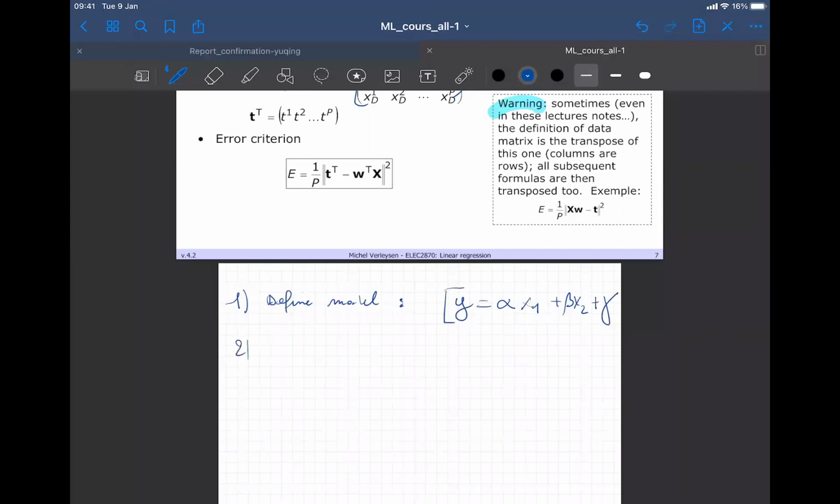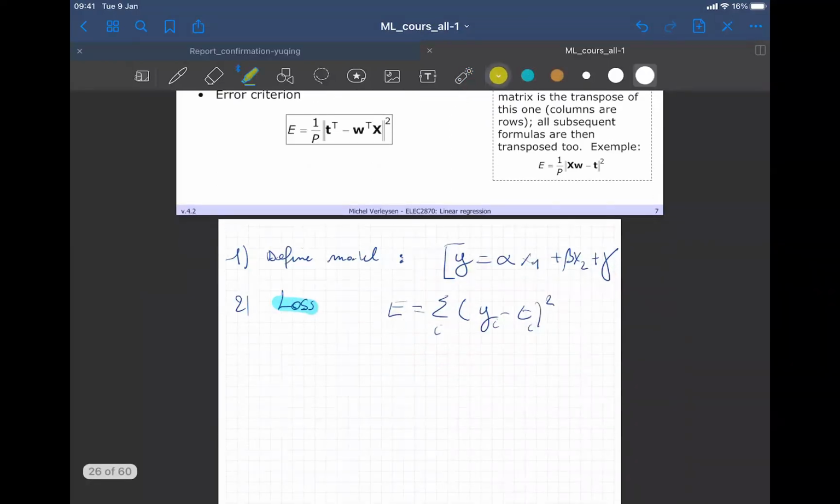And then two, I define a loss. Very important to define a loss in machine learning. And then you say, okay, I want the difference between y and what I want to predict, summed over all my points, to be minimal. And so this together with this will define the solution for these three parameters. So here I have only three parameters. If you have more features, you have more parameters.